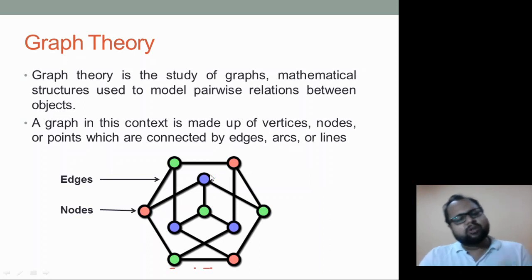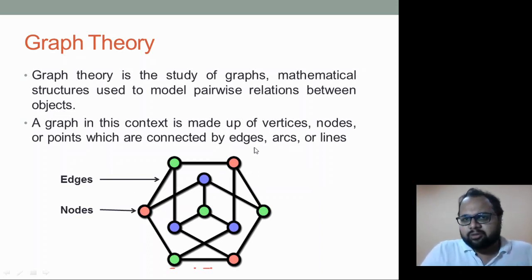When it comes to the biological perspective, you can have various types. What you can have is your protein-protein interaction, which is what we are actually talking about. So your proteins could be your nodes, and the interaction between them will be your edges. Now, one important thing is that graph theory talks about the pairwise relationship between objects.